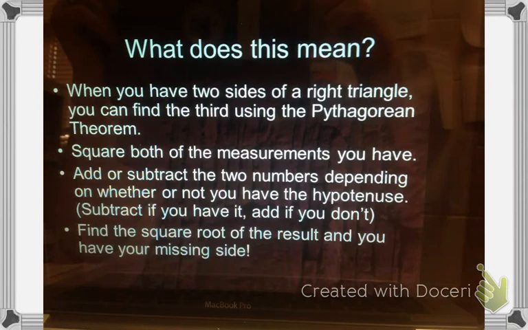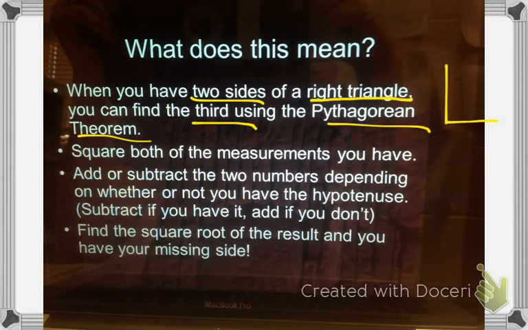When you have two sides of a right triangle, you can find the third using this theorem. Okay? Remember, it has to be a right triangle. A right triangle has that nice little symbol in the corner. The hypotenuse is always across from that right angle. So you square both of the measurements you have, add or subtract the two numbers depending on whether or not you have the hypotenuse. Subtract if you have it. And if you don't, find the square root of the result and you have the missing side.